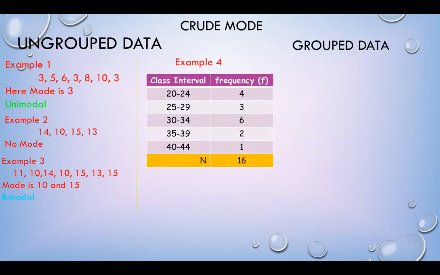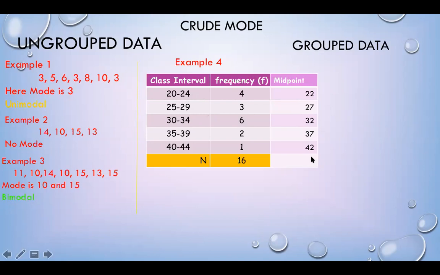Okay. Now, to calculate the crude mode of the grouped frequency data set, it is the midpoint of the class interval which contains the highest frequency. First of all, we have to calculate the midpoint. How do we calculate the midpoint? As I have already told in the previous videos, it is upper limit plus lower limit divided by 2. Here it is 22, 27, 32, 37 and 42.